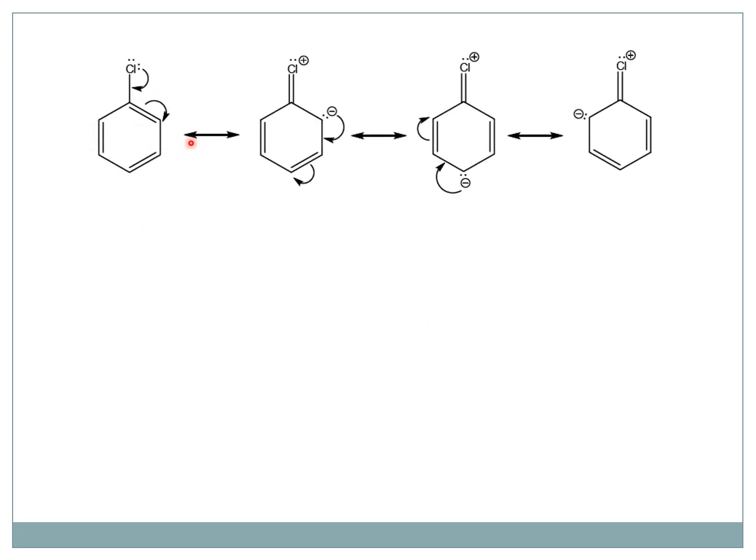So here this is chlorobenzene. Here we see the plus M or plus R effects. Chlorine donates electrons towards the ring. So chlorine gets a positive charge, whereas the ring carbon gets a negative charge.